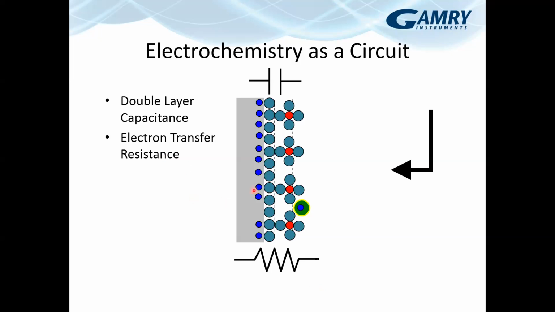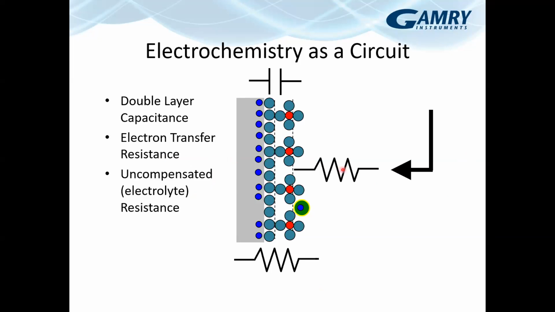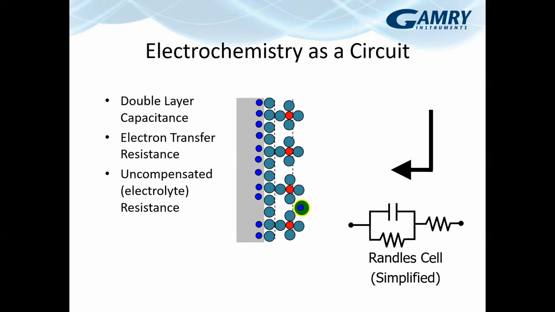And finally, in order for all of this current to get through, in order for us to sense the voltage, we're not sensing the voltage right at this point. We're some distance further away. And so as the current flows through the electrolyte, there's an uncompensated electrolyte resistance. These elements come together to form a simplified Randles cell. The simplified Randles cell is kind of like the basic unit for EIS.